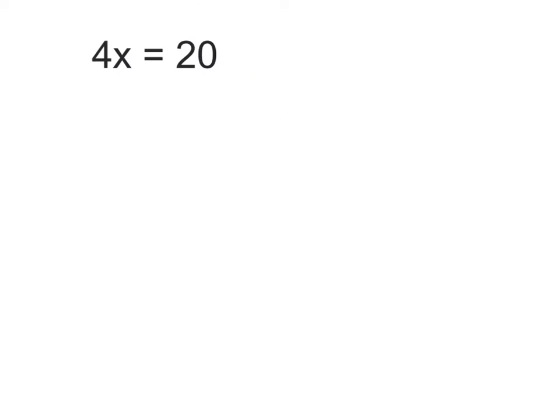Let's look at another one. In this example, if we were thinking about the scales, I would have 4 cups on the left side, 4 X's, 4 unknowns on the left side, and on the right side I'd have 20 M&Ms. And again, I want to know how many M&Ms are under each cup. So what I could do is I could split these 4 cups up. I could divide by 4. And if I divide one side by 4, I need to divide the other side by 4.